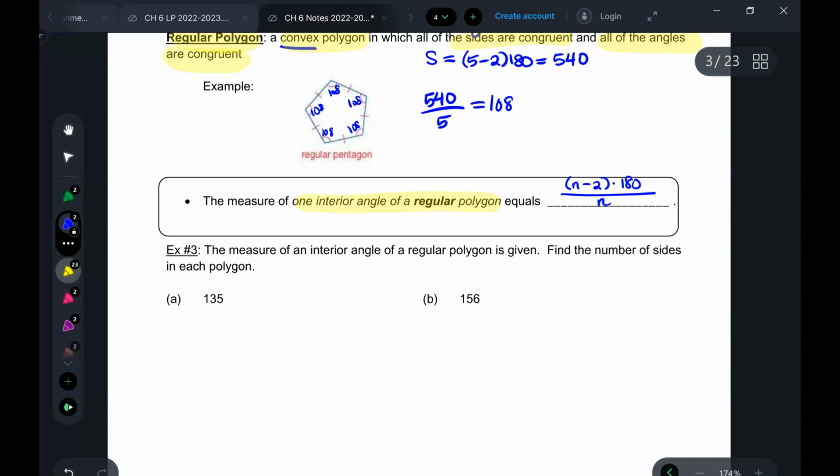How would you cut up the pentagon? Three lines. You have to go from one vertex, so pick any one vertex, and you would go here and here. Or you could start from this vertex and go here to here. Looking back at that first page of the notes, how many triangles did we get? We got 3.